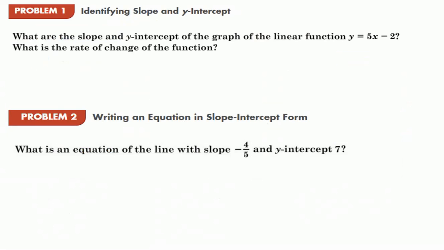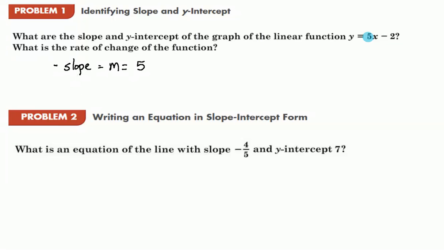Okay, so for problem 1, we're going to identify slope and y-intercept. This is probably the easiest thing to do. What are the slope and y-intercept of the graph of the linear function y equals 5x minus 2? Well, all they're asking is that you identify the slope. The slope is going to be that number, the 5. So we're going to go ahead and write down that our slope is going to be 5.